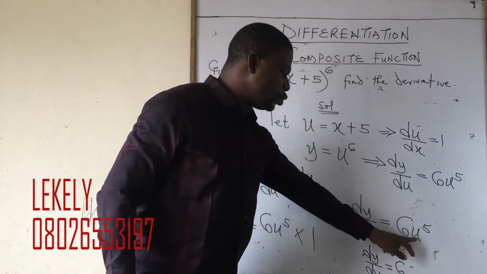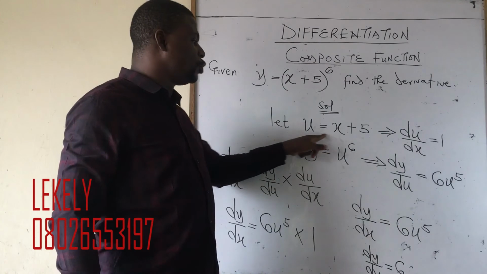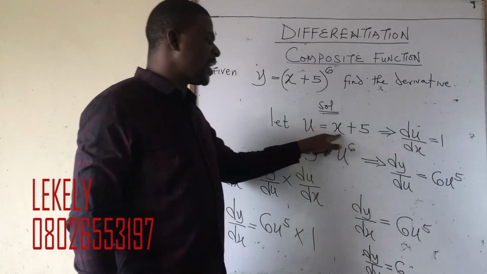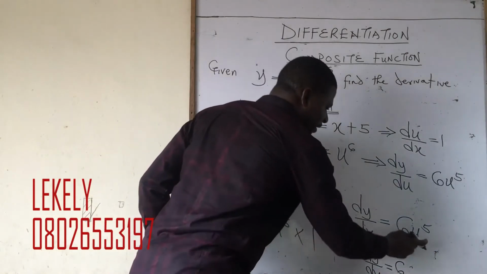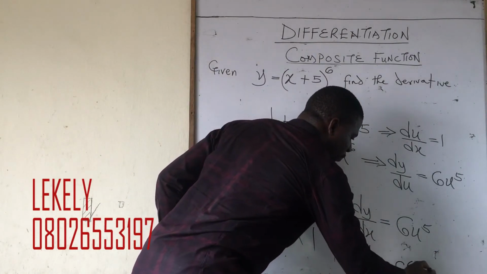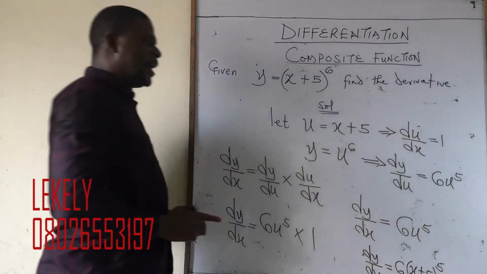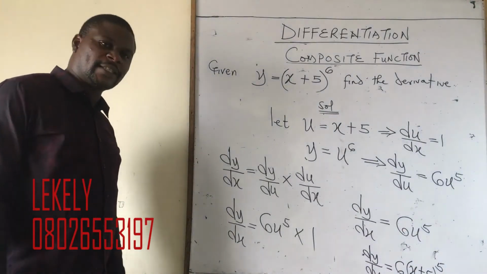Instead of writing this u, I will now say what's the original value of u from the beginning. The original value of u from the beginning is x plus 5. So instead of writing u, I will bring it here, x plus 5, then raised to power this 5. That's my final answer. You see that?